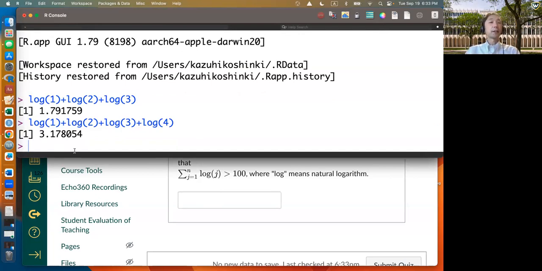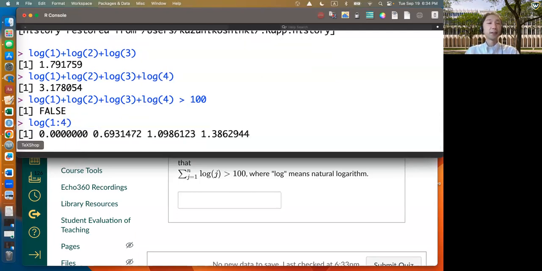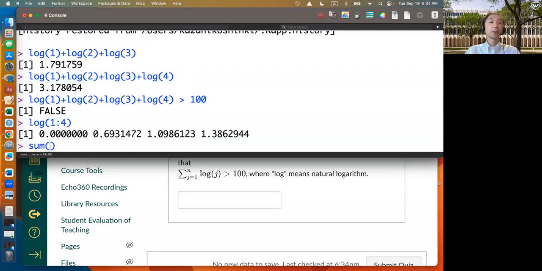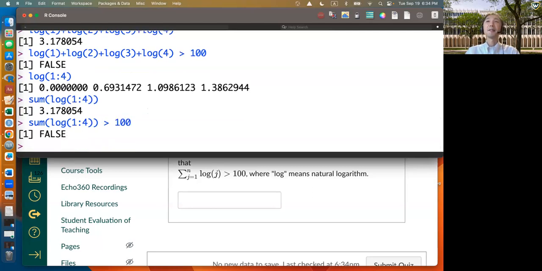So we want to get if this is larger than 100. So basically, we judge this kind of condition by increasing the number of terms. So that is what we want to do. There are several ways to do this, but for example, you can simplify this code of the summation of log of 1 to 4. At first, the log of 1 to 4 can be obtained by this. So this is at least simpler than this. Right? And if we want to take the summation, then the summation of log of 1 to 4. So we can write in this way. And you can see if this is larger than 100.